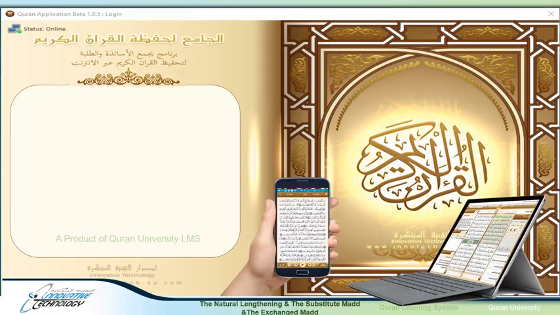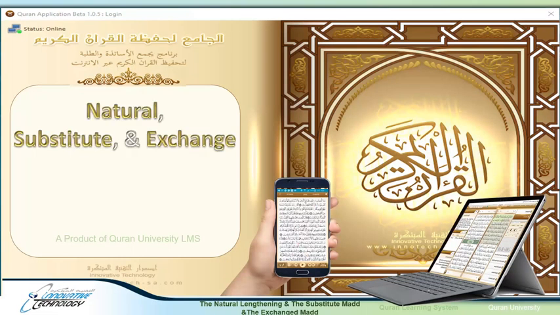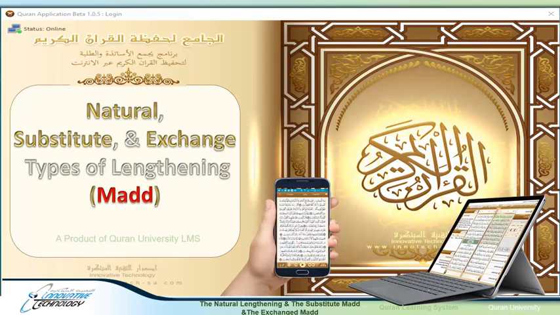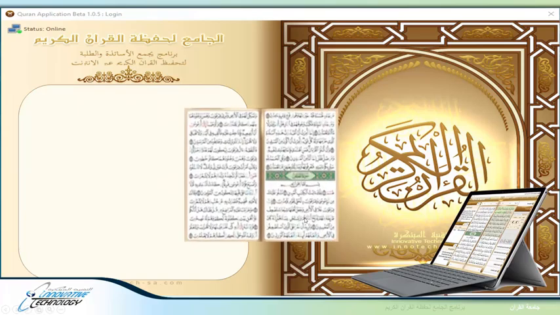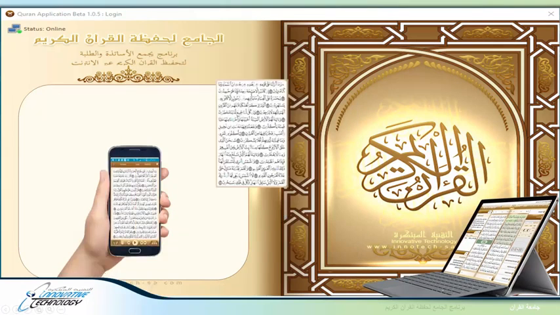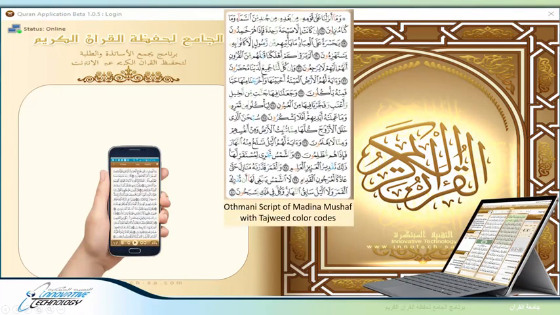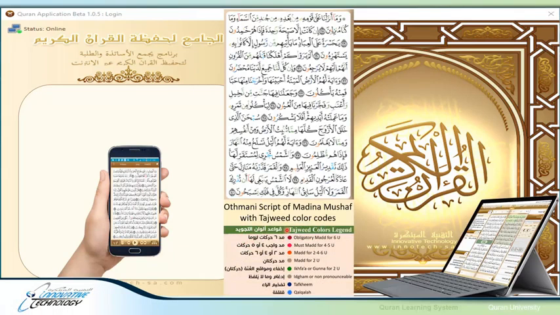In this lesson, we're going to talk about the natural, substitute, and exchange types of med. In our Quran learning management system, whether we're using the desktop version or the mobile version, in both cases, we use the Ottoman script of Medina Mus'haf with Tajweed color codes, which we call قواعد ألوان التجويد or Tajweed color legend, where every Tajweed rule is given a unique color code.